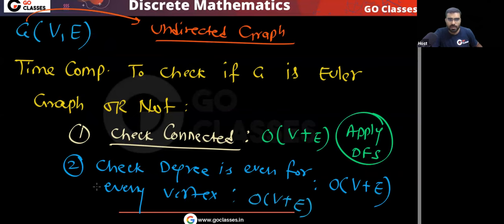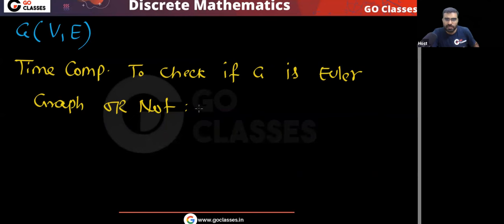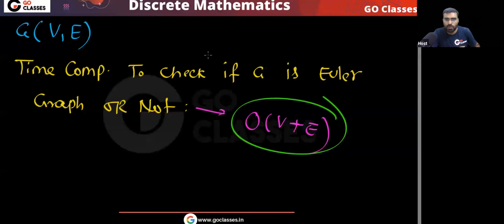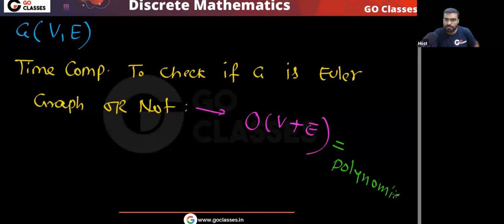So finally, what is the time complexity? That is order of V plus E. That is polynomial. Yes or no? So tell me one more thing. If you have a complete graph, then this will become order of V square. Yes or no? If this is a complete graph, but overall this is polynomial. I can say this is polynomial time.